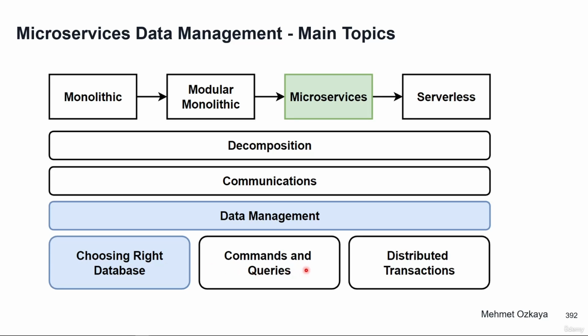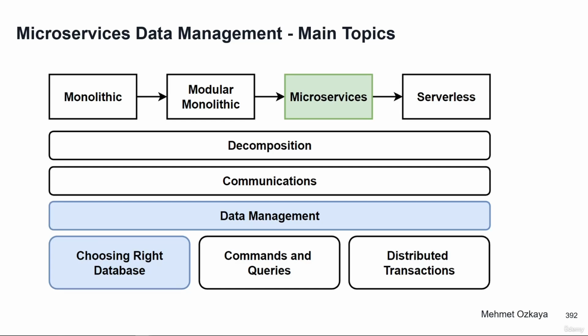After that, we will learn commands and queries on microservices data management, where we will cover cross-service queries, join queries, the CQRS design pattern, event sourcing, and eventual consistency principles. And lastly, we will learn distributed transactions in microservice data management, where we will cover the saga pattern for distributed transactions, the saga pattern in choreography and orchestration ways, and also the outbox pattern, and so on. Now let's start with the basics of microservice data management.